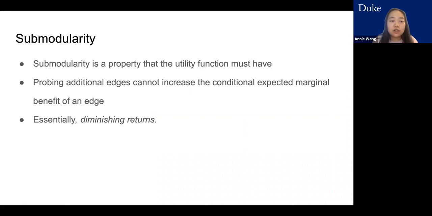Just to go back to that feature of the utility function that we had, submodularity is a property where probing additional edges cannot increase the conditional expected marginal benefit of an edge. More simply, the expected gain from any particular edge cannot be higher if you wait to probe it later. Essentially, it's a concept of diminishing returns of each edge.